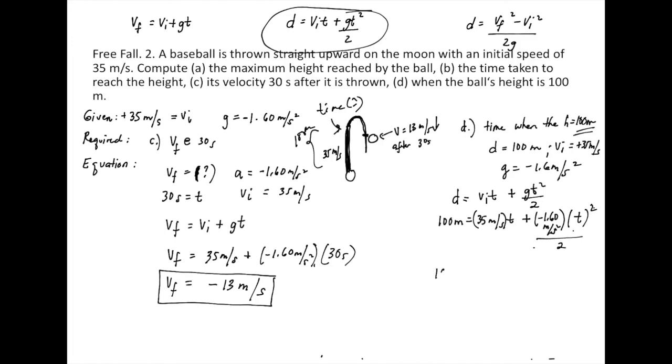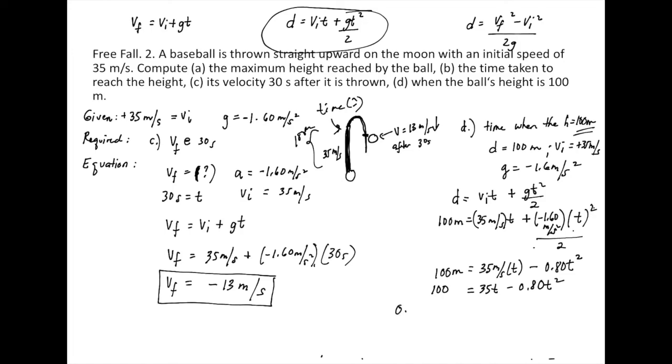Let's continue now to solve the problem. We have 100 meter equals 35 meter per second times t minus 0.80 t squared. Let's try to remove the units for us to see what could be our possible solution. Okay, so we can see that this one is a quadratic equation. Now let's try to rearrange it.